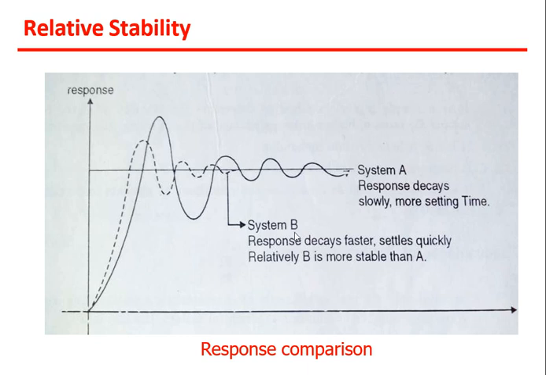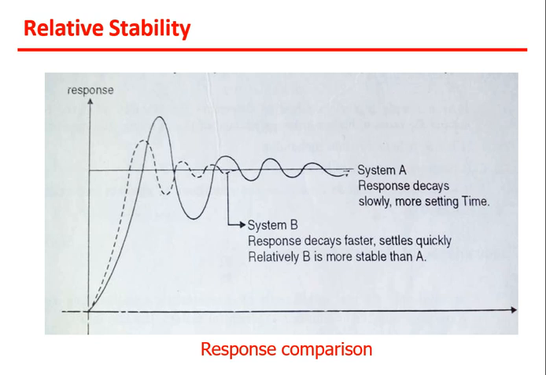Comparatively, if you see system B, its response decays faster, or its settling time is small. That's why we can say, although both systems are stable, talking about relative stability, B is more stable than A. So this is the example that we have seen.